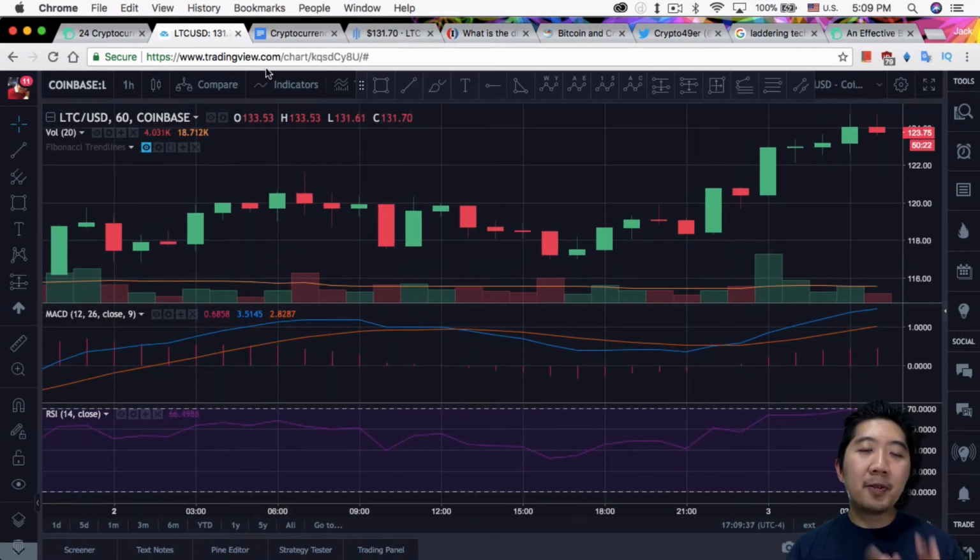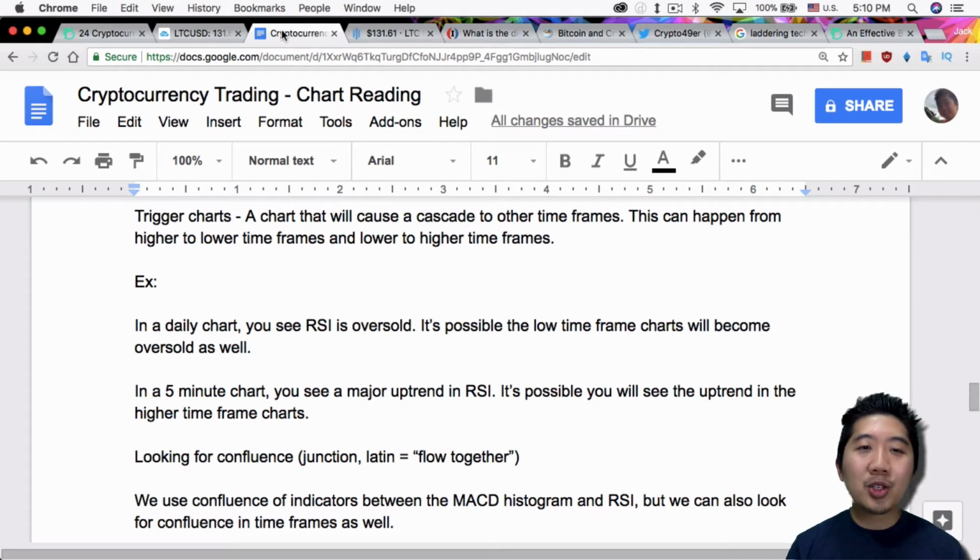So you can see that there's different time frames. You can get more detail, more specific about the trades that are happening during that particular time frame. Again, the trigger charts are like this. In the daily chart, you see RSI as oversold. It is possible for lower time frames to become oversold as well. And in the 5-minute chart, you see a major uptrend in RSI. It is possible you see an uptrend in the higher time frame as well. So that's pretty much the idea with trigger charts.